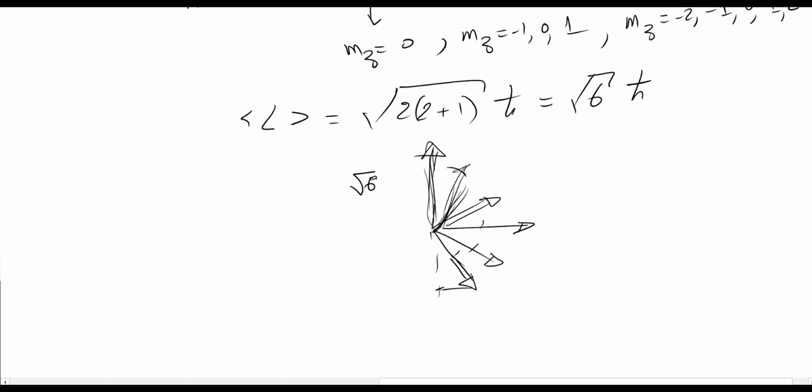All of the lengths should be the same. They're square root of 6 times h bar. So this value in here should be 2 times h bar with a negative sign. This should be -1 times h bar. And this should be 0. And this should be 1 times h bar. And this should be 2 times h bar.